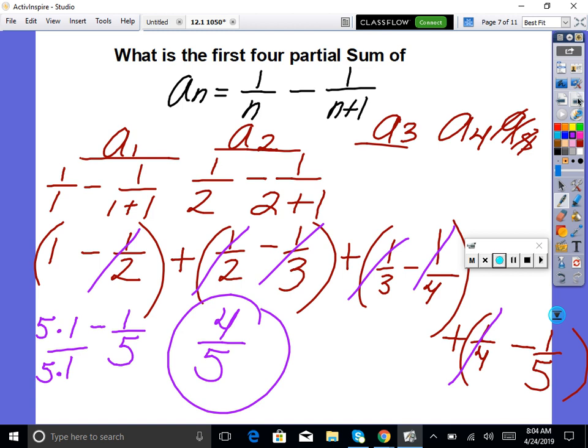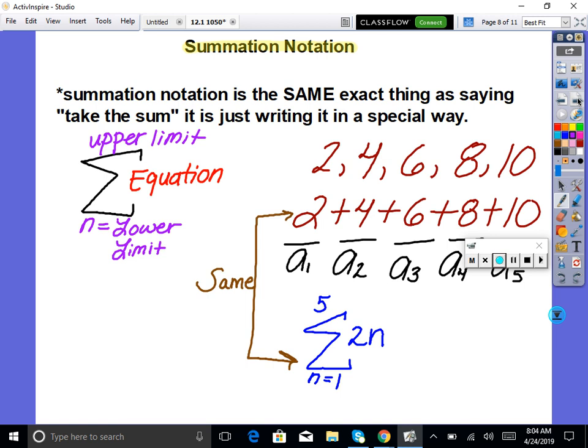Okay, we're almost done here. Last thing, this is what's confusing to people, so focus. It's called summation notation. It is easy, but you do have to really, really understand it and have no misconceptions. So guys, summation notation is the exact same thing as saying take the sum. It's just writing it in a special way. So let me explain here.